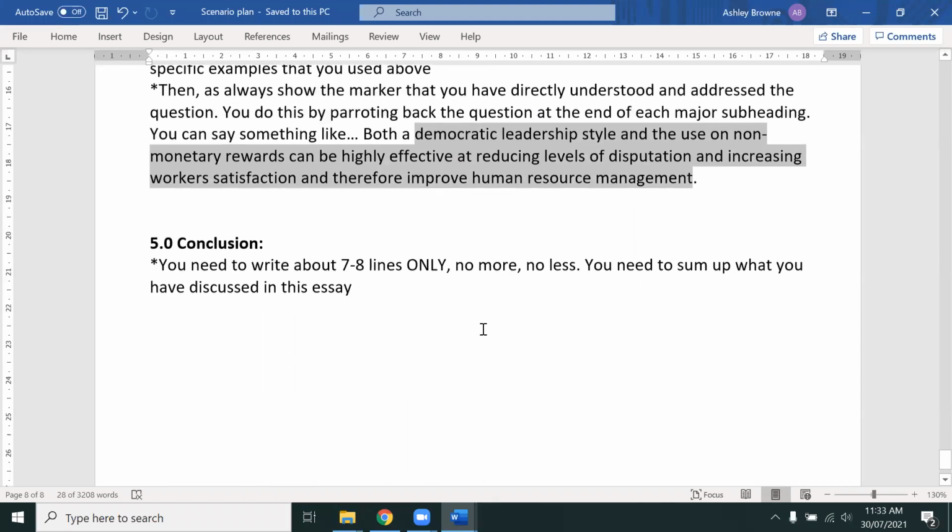You're repeating it. Now, to finish it off, a 5.0 conclusion. I want our numbers. You need to write about 7 to 8 lines only. No more, no less. If you're going to write 15 lines, then 8 of those lines, put into here. You need to sum up what you have discussed in this essay. That's what a conclusion is. All right, guys. Please make sure you follow these processes, these procedures. Now, I want you 50 minutes to get stuck into it and to write what you've got there for me, please.